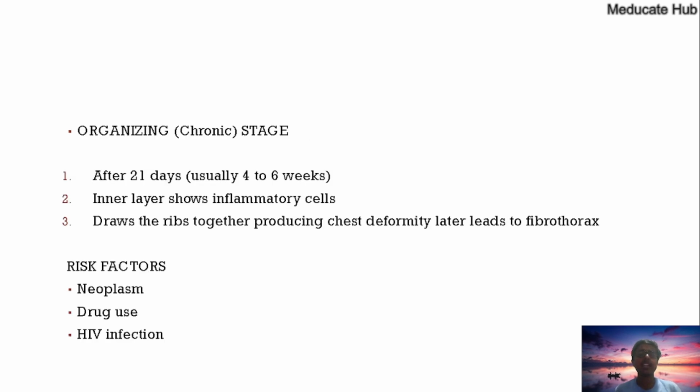Next, the organizing stage, that is the chronic stage. It starts from 21 days, usually 4 to 6 weeks. The inner layer shows inflammatory cells and draws the ribs together, producing a chest deformity, which later leads to fibrothorax.